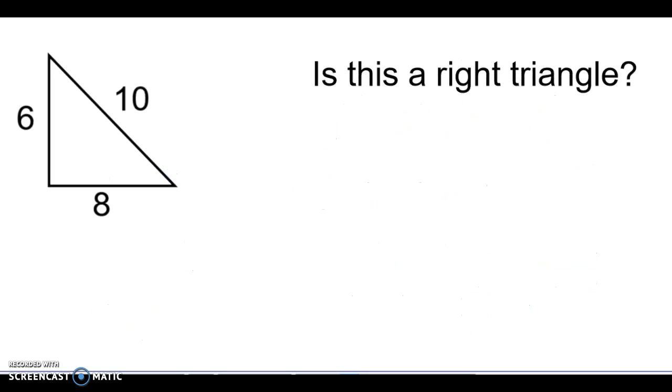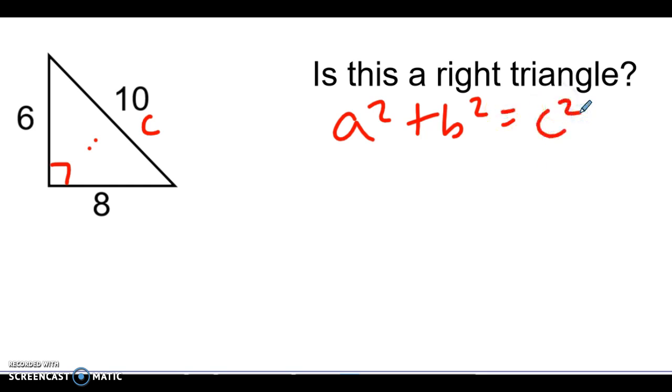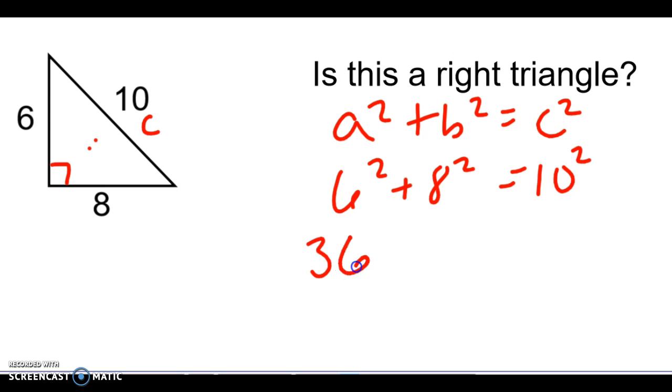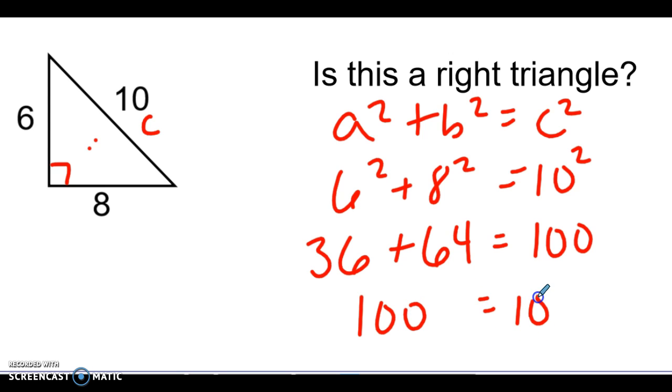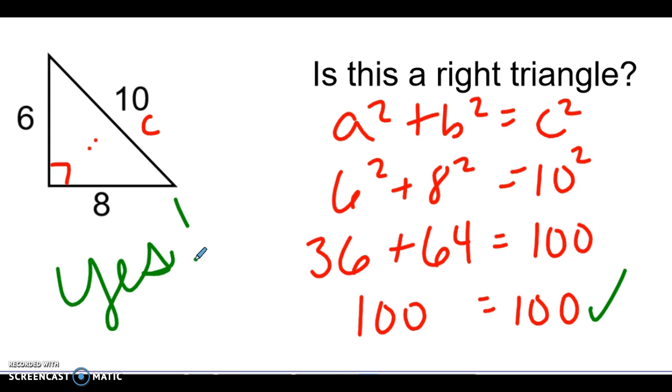All right, here's another example. So again, first step, you need to establish C. Okay, we have A squared plus B squared equals C squared. Plug in your numbers. All right, we have 36 plus 64 equals 100. Now we're going to add 36 and 64, which is 100 equals 100. Is that a true statement? Yep. So this is in fact a right triangle.